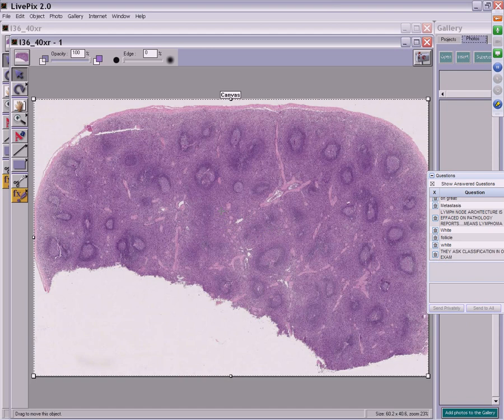So here's the question. The area here that you're calling red pulp, what color is it grossly when you cut the spleen at autopsy? It's also red, isn't it? Now, the area here that's blue, what color is that grossly when you cut it on the table? It's white. So you could say red pulp and white pulp grossly, or red pulp and blue pulp microscopically.